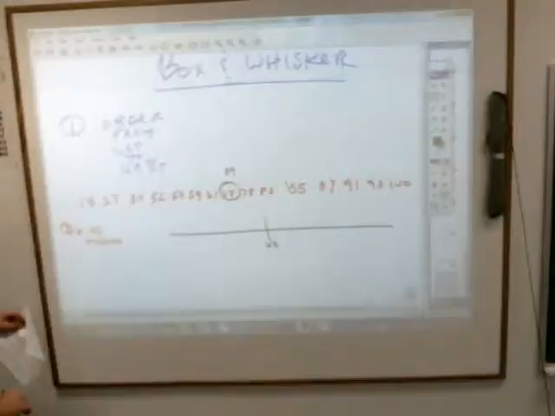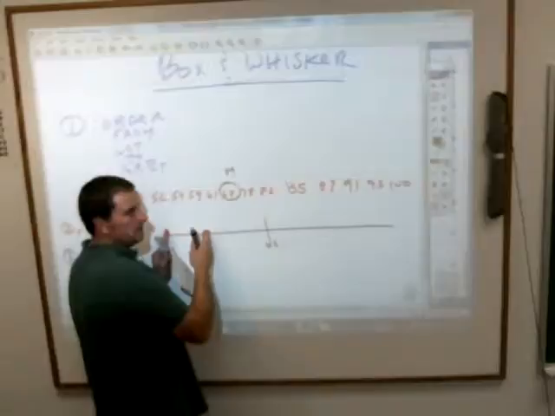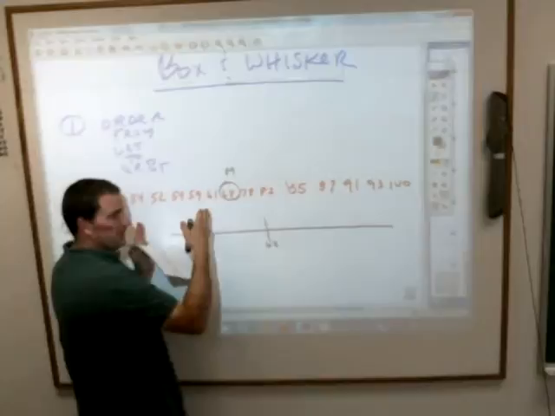Number two, we're finding the lower quartile. Remember yesterday I talked about it. Really all a box and whisker plot is you're cutting the data into, you're separating and making it into four quadrants. Okay, four quartiles is it called.